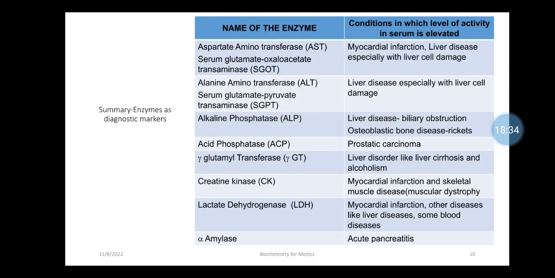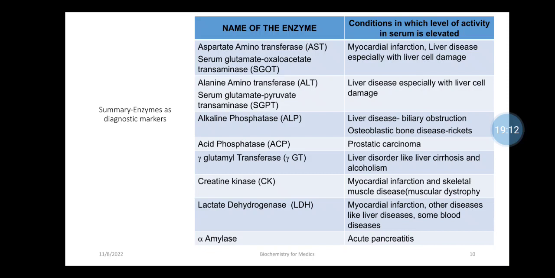Again, alkaline phosphatase helps in the diagnosis of liver disease where there is biliary obstruction, and also osteoblastic bone disease like rickets. Acid phosphatase is used as a diagnostic marker in prostatic carcinoma. Gamma glutamyl transferase is important in liver disorders like liver cirrhosis and alcoholism. Now creatine kinase is important when there is a myocardial infarction or skeletal muscle disease.